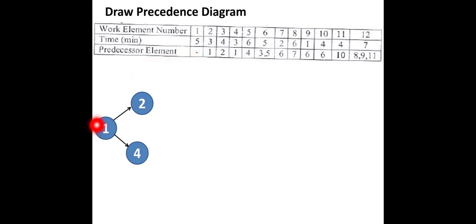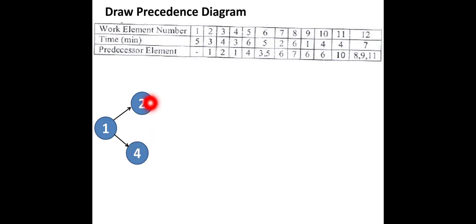Later, in the predecessor element row you need to consider this element number 1, and wherever you find element number 1 you need to see. Here you find element number 1 and here you find element number 1. So from here where does it have to go? It has to go to work element number 2. Similarly, from predecessor element 1 it has to go to work element number 4.